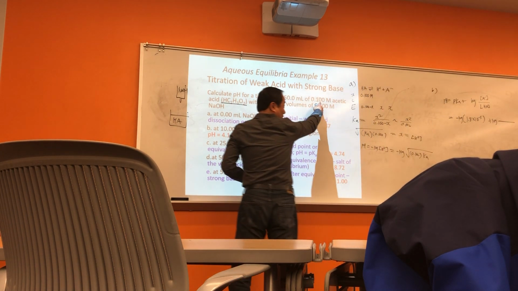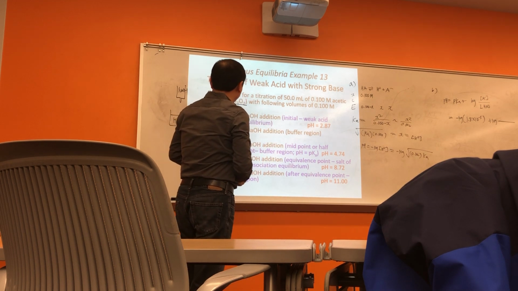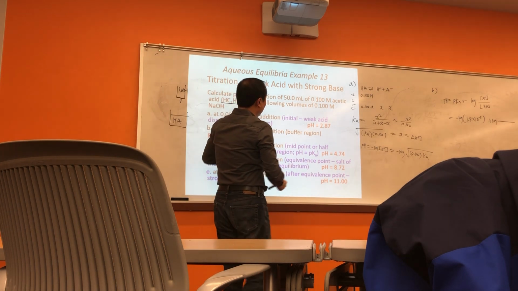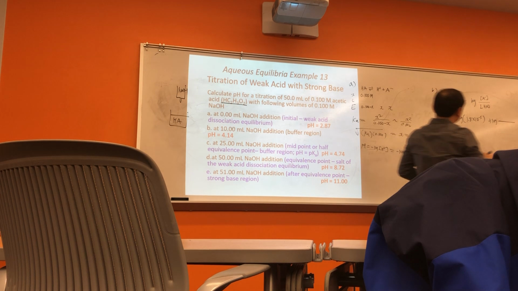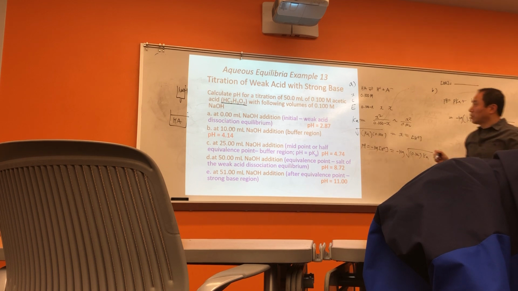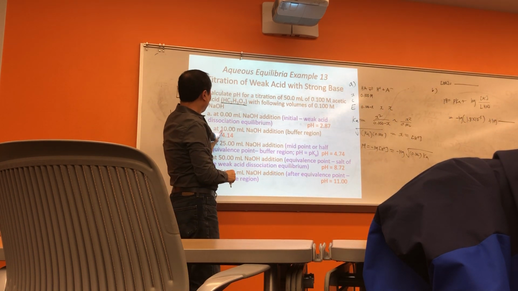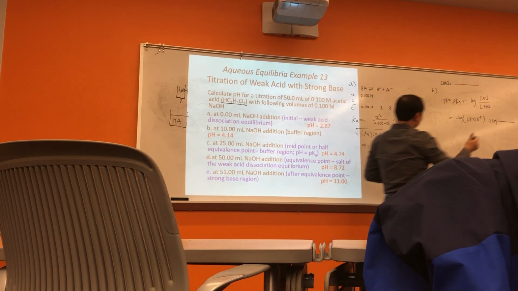Consensus given, we cannot use this number because that was before adding base. Once you add base, this concentration will change. So you have to find out what HA is then. Well, HA will be over the total volume. Total volume will be 10 milliliter plus 50, so it will be 60 milliliter.